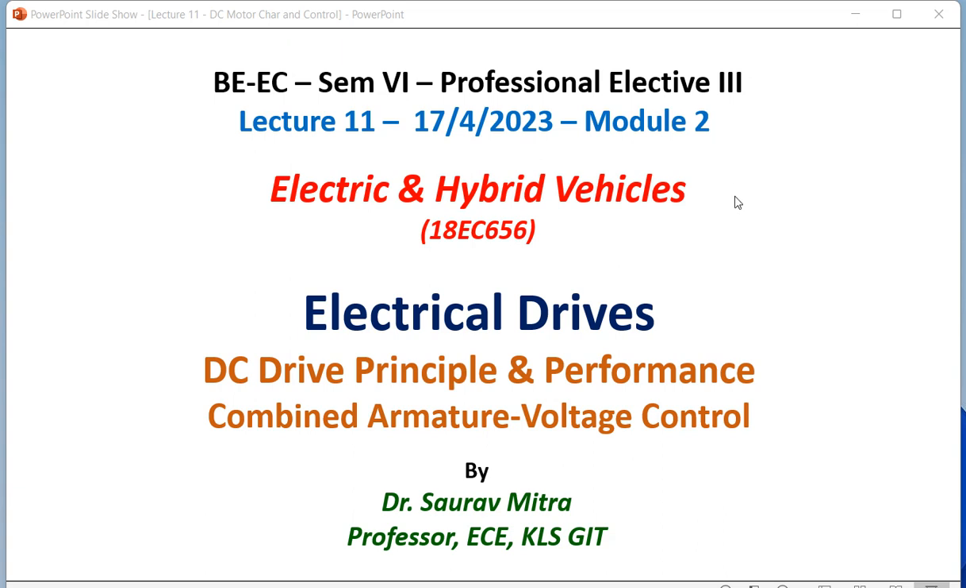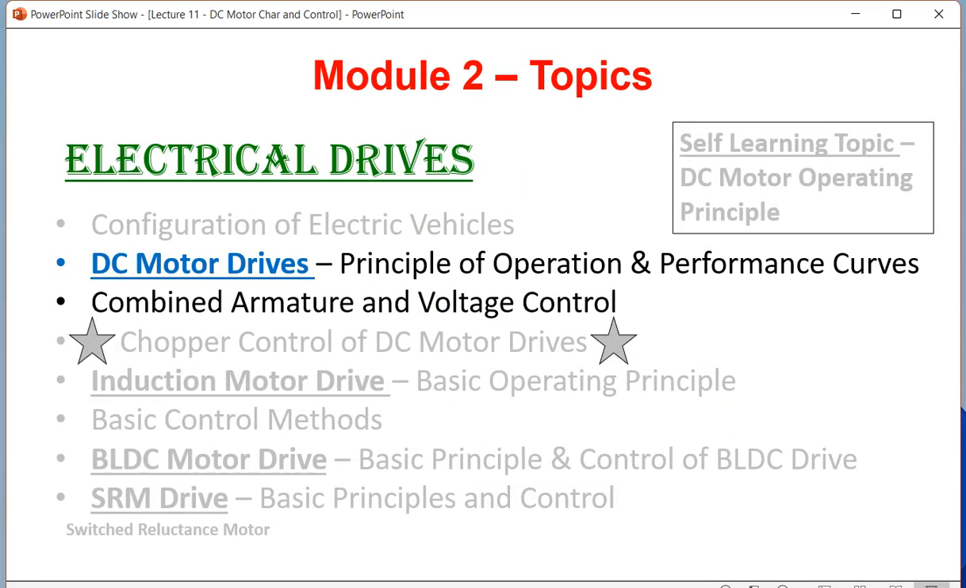The topic that we are going to see is given in the next slide. This is DC drives, principle of operation. Already we have seen it in the previous lecture, but again we are going to see how the DC motor rotates and what the performance curves are. So TA versus IA, N versus T, all those characteristics are there, and combined armature and voltage control, which is an application of DC motor. Chopper control of DC motor is another topic which we are going to see in the regular lecture on Thursday morning, that is on 20th of April. So we are starting with the DC motor drive.